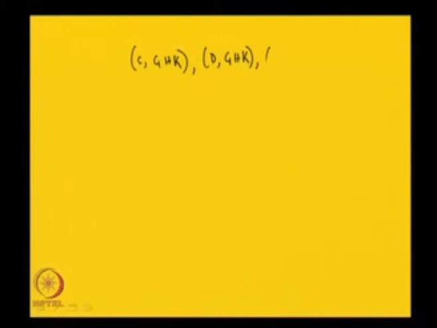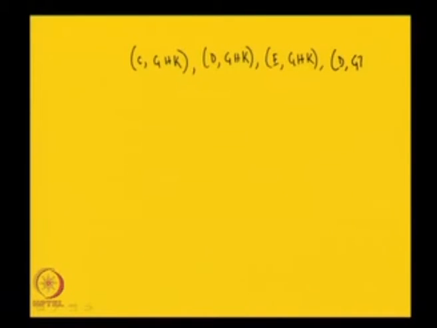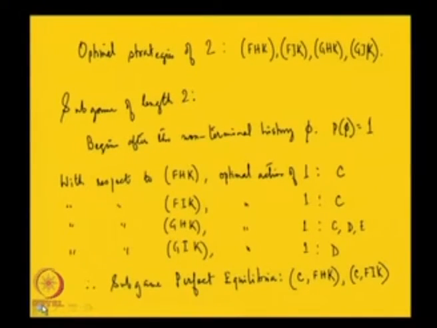and E G H K, and finally D G I K. So, essentially I have 6 subgame perfect equilibria. What could be the interpretation of them? Let me take you through one of them, one subgame perfect equilibrium.